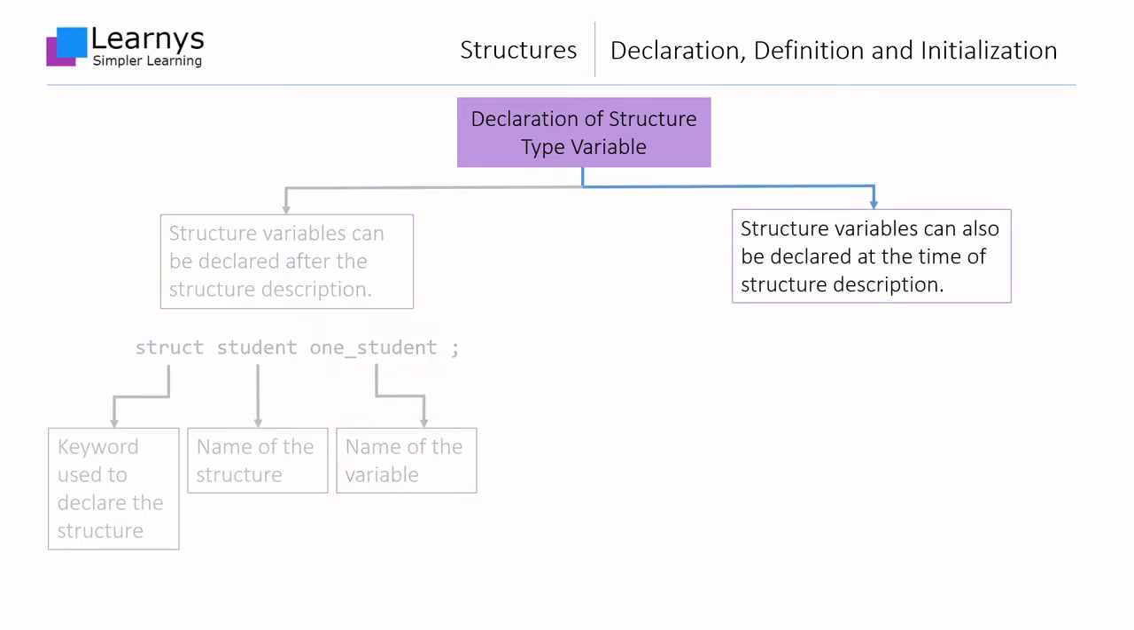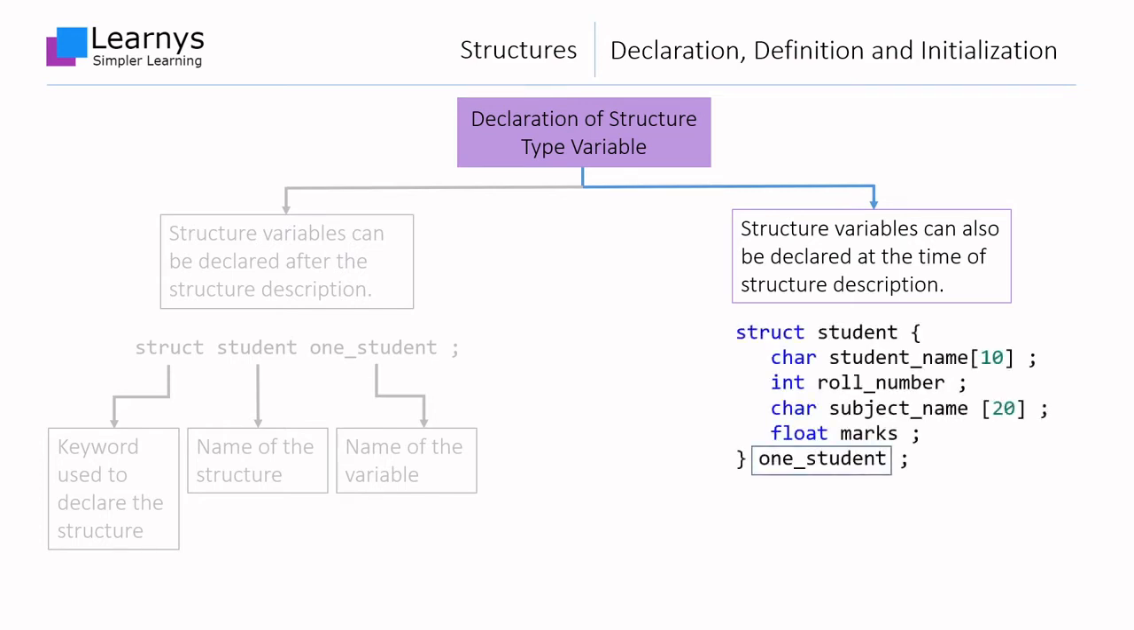In addition to this, declaration of a structure type variable is also possible during the stage of describing the structure. You can see this from the syntax on the screen right now. Note here how oneStudent is appended at the end of the description statement. This informs the compiler that there would be future references of the identifier oneStudent of student type.